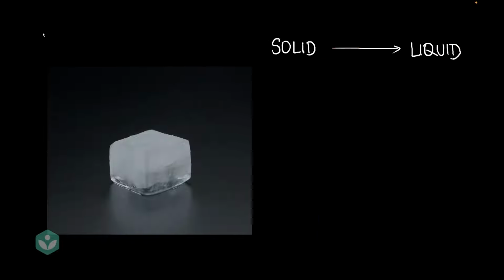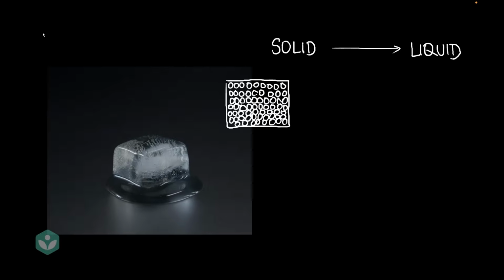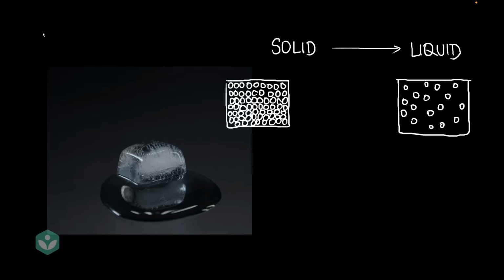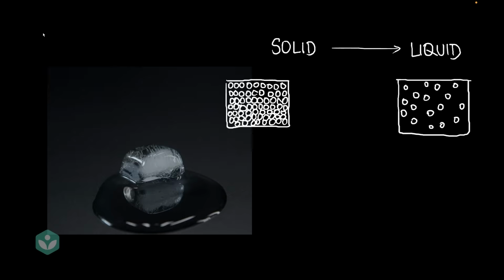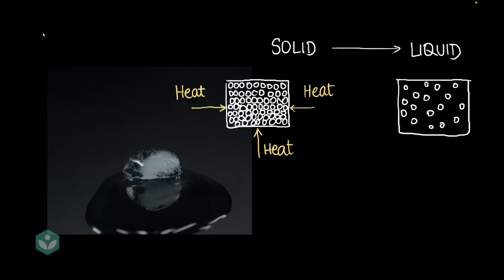Okay, so an ice cube is turning from solid to liquid. Let's see how a solid looks. This is how the particles of a solid are packed together. They're very tightly packed together. On the other hand, a liquid's particles are not so tightly packed together. So how does a solid then become a liquid? What happens is a solid absorbs heat from its surroundings, and this heat causes the particles to start vibrating.